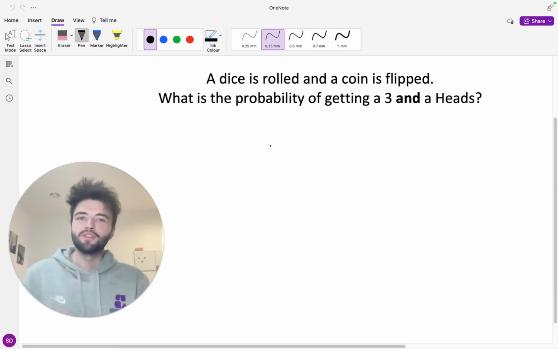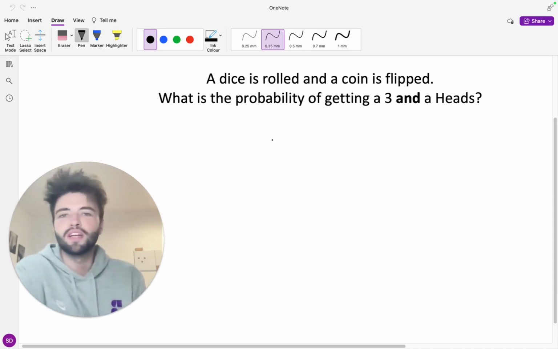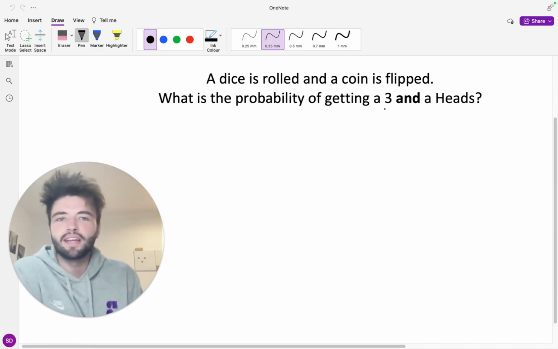So with this question, we're going to be introduced to the idea of having two different events and finding out what the chance of both of them happening is. And our two events in this case are going to be getting a 3 on a dice roll and also getting a heads for a coin flip.